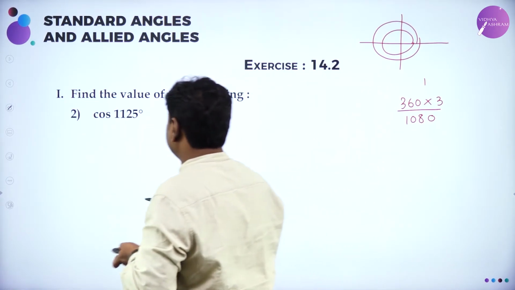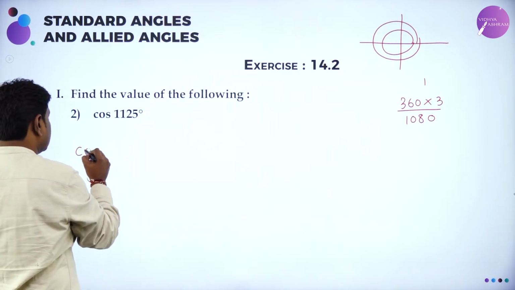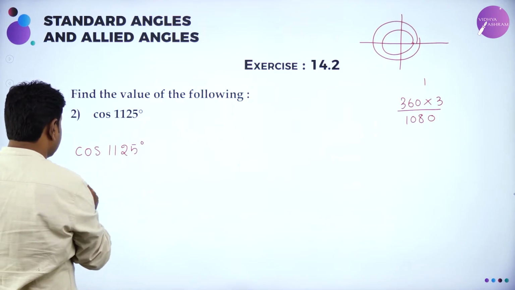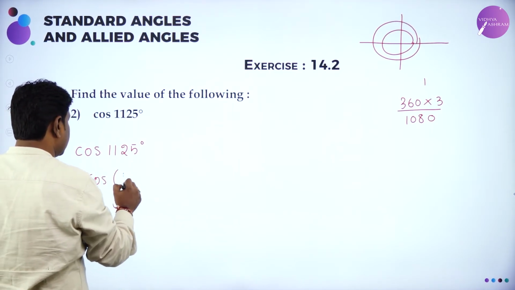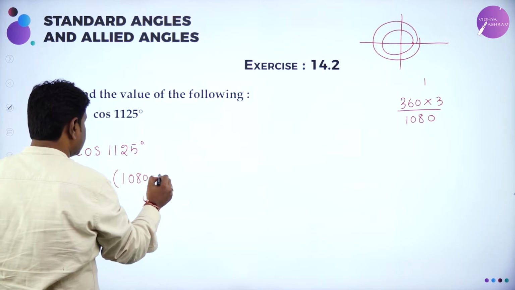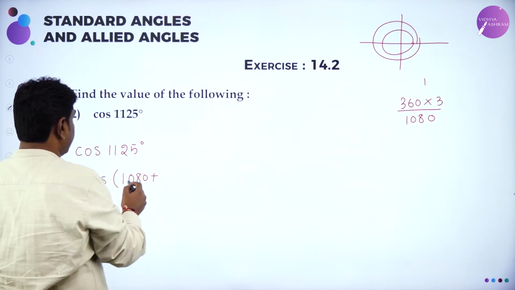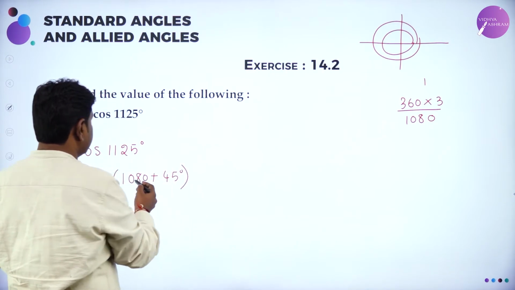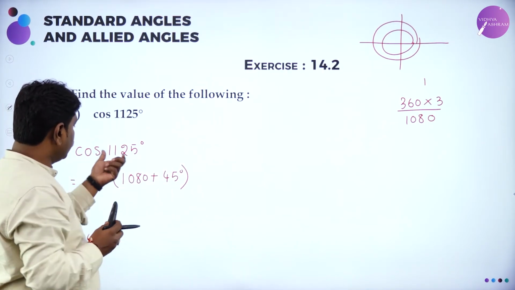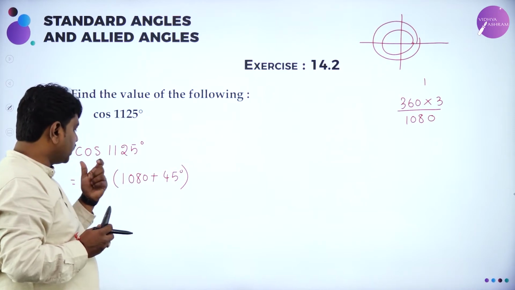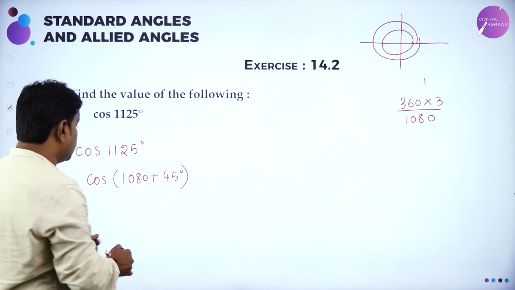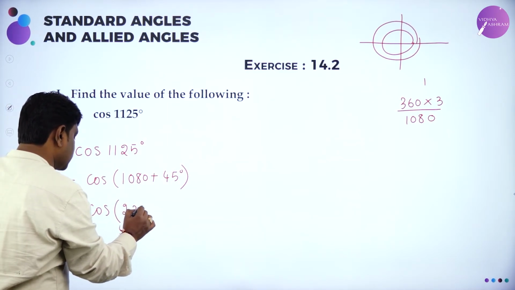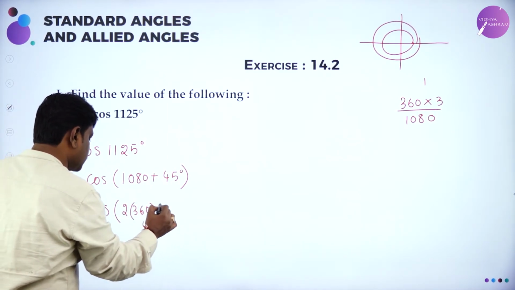So I'll write it like this. Cos 1125 degrees, can I write it as cos 1080? For this we add another 45, so it will become 1125. So I'll write 1125 as 1080 plus 45. Now 1080 is what? 2 times 360. 2 times 360 plus 45.